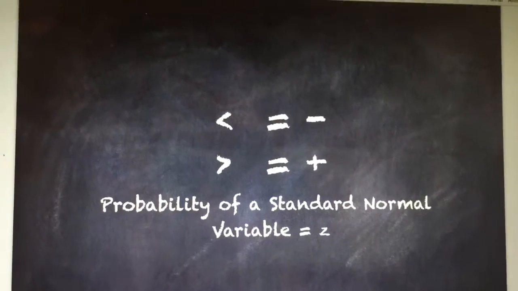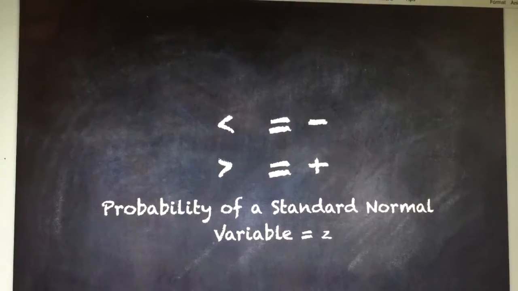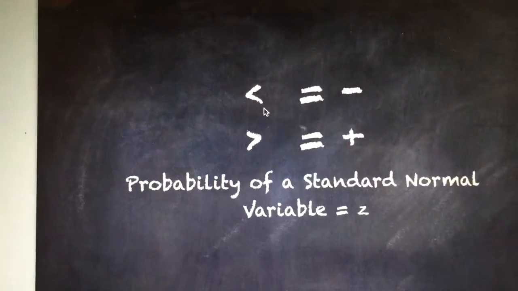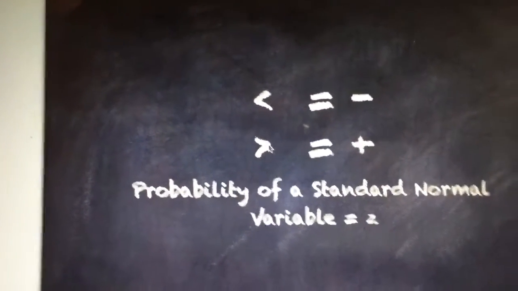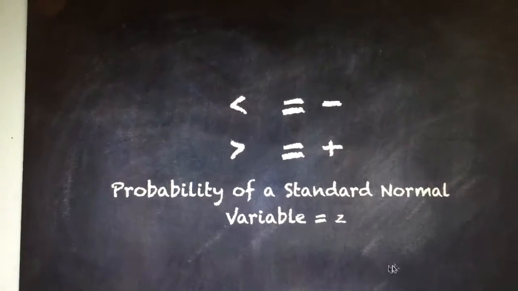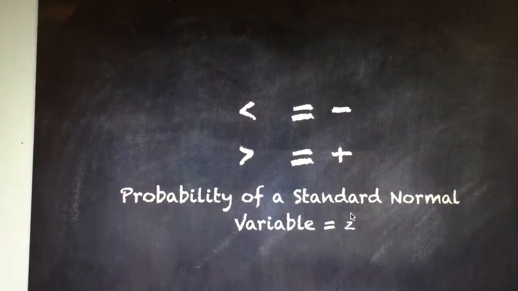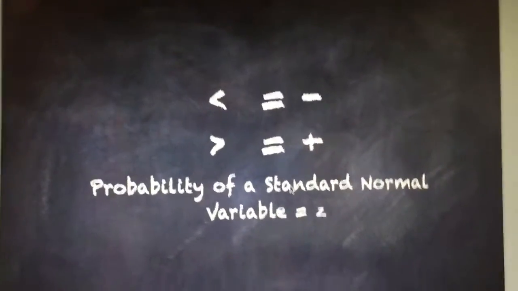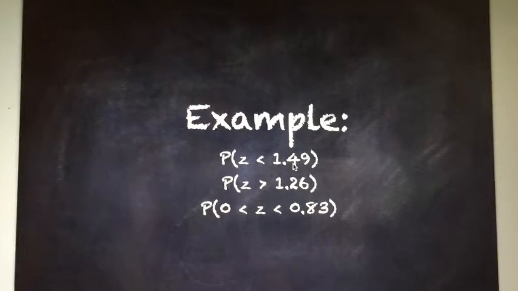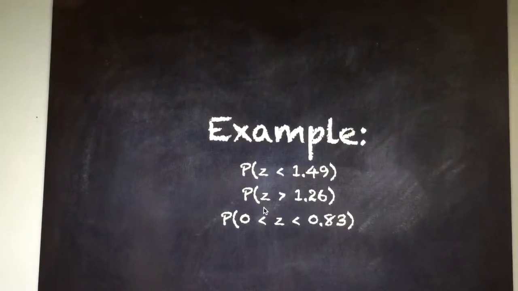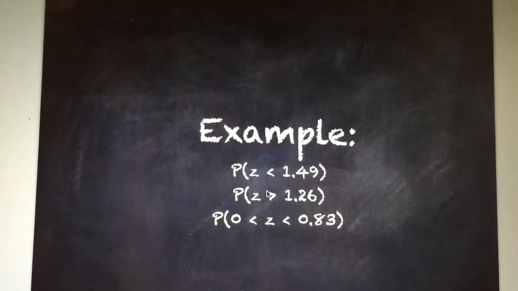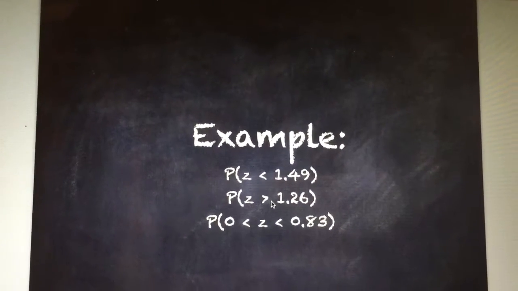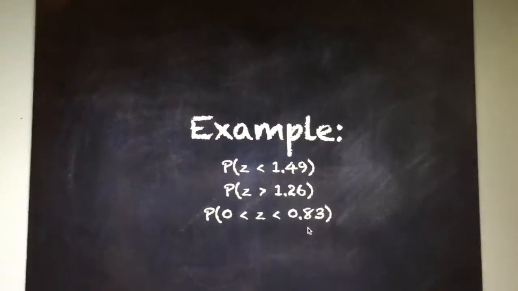So this sign here, pointing to the left, is known as a less than sign. The one pointing to the right is known as the greater than sign. And Z is the variable that denotes the probability of a standard normal variable. For example, we have the symbol to denote the standard normal distribution, and we have the less than sign and the greater than sign. These numbers are also your z-scores.